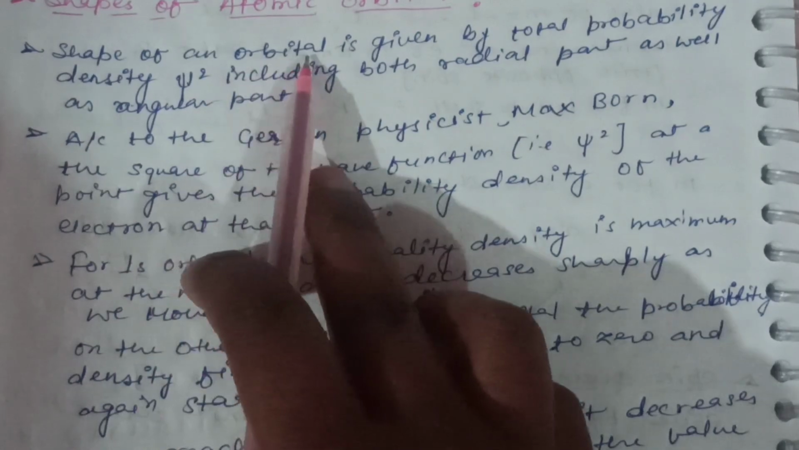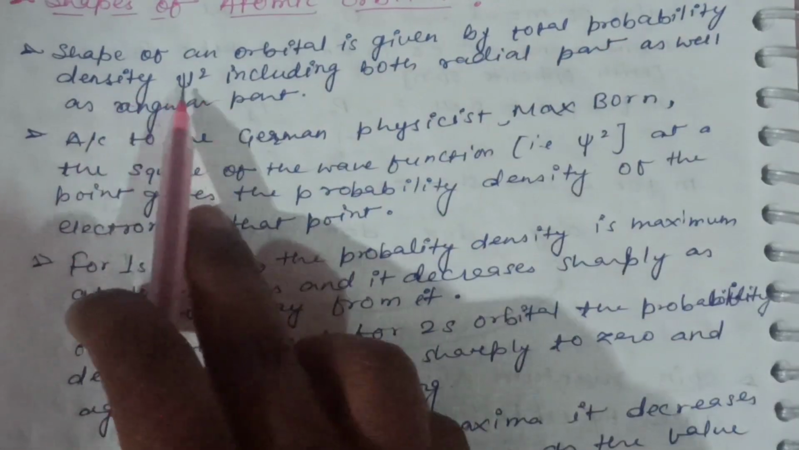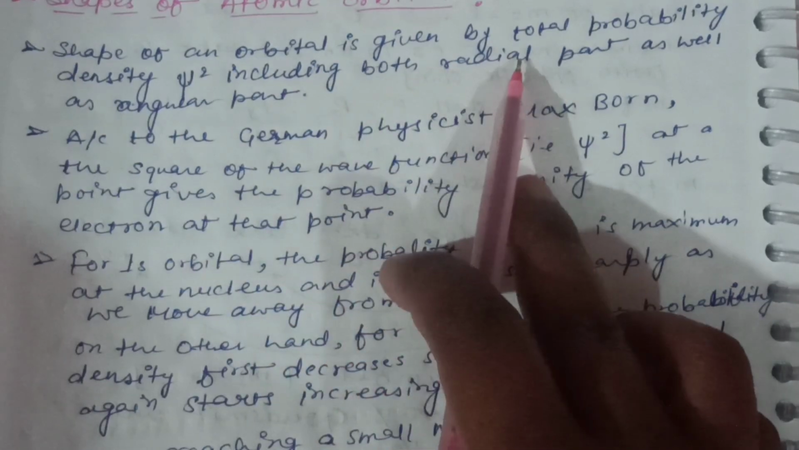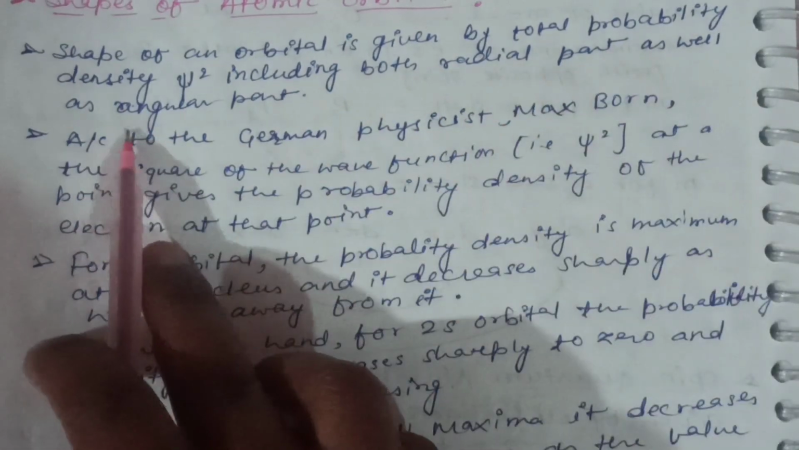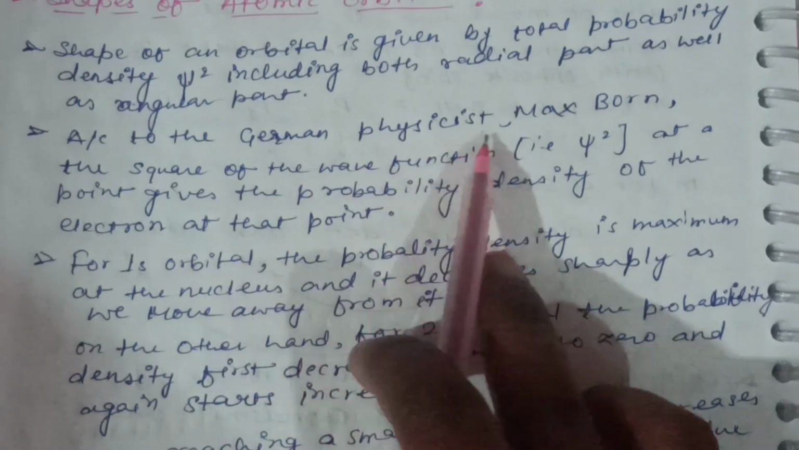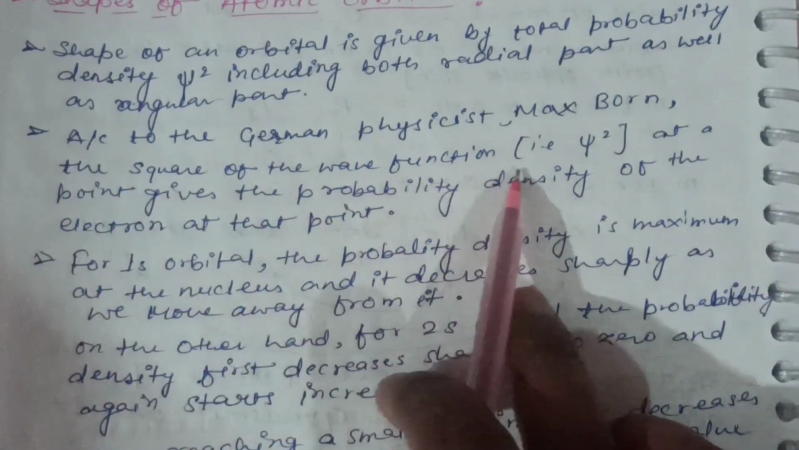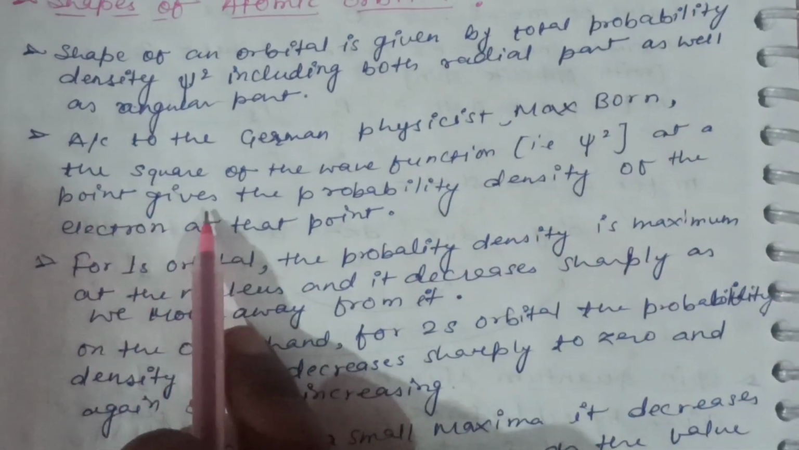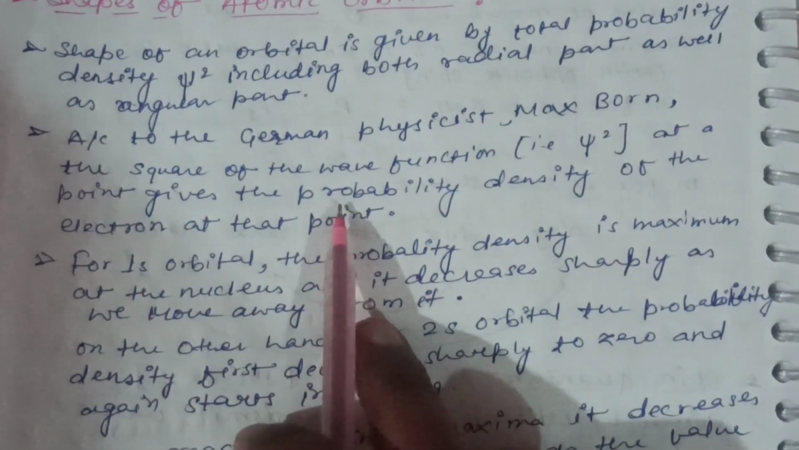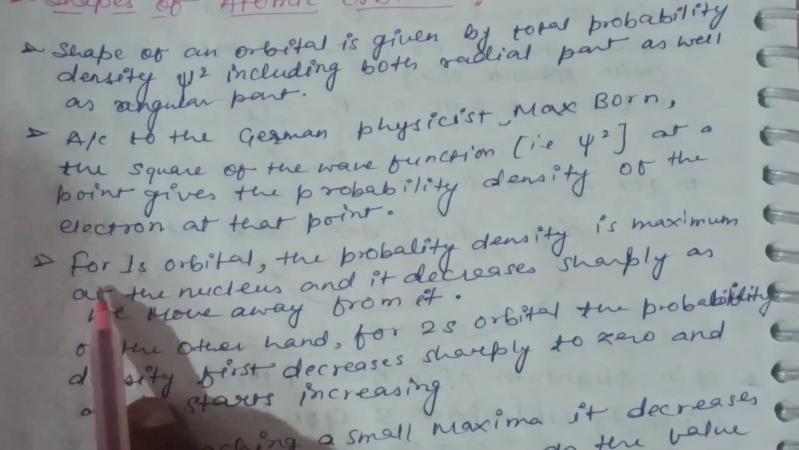The shape of an orbital is given by the total probability density, including both the radial part as well as the angular part. According to the German physicist Max Born, the square of the wave function at a point gives the probability density of the electron at that point.